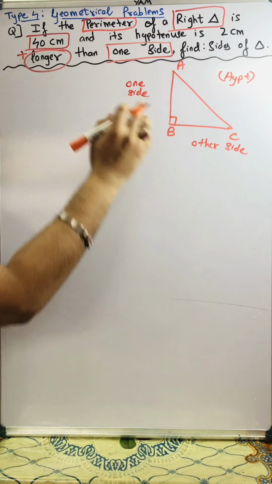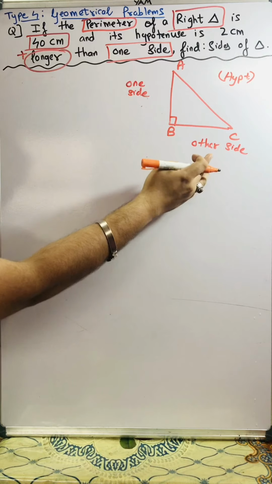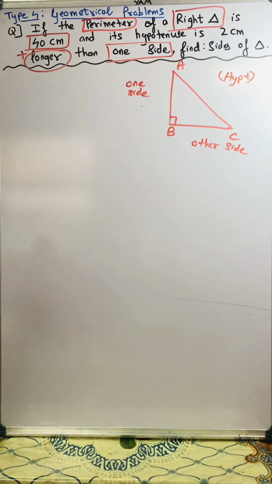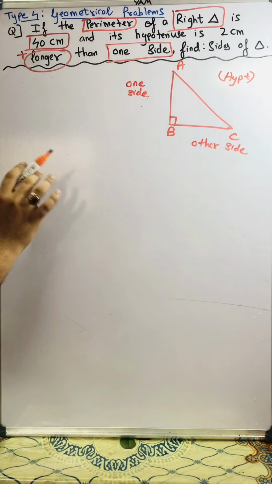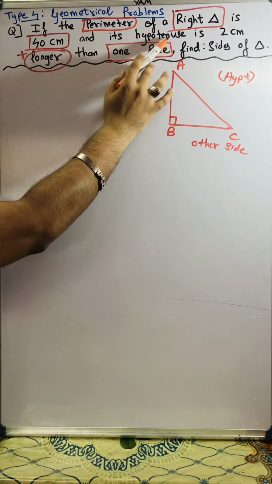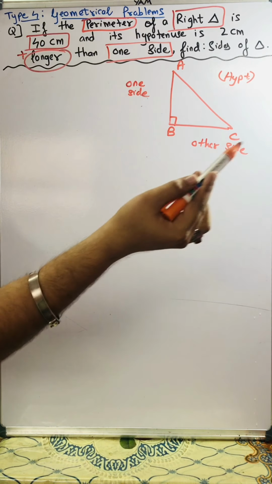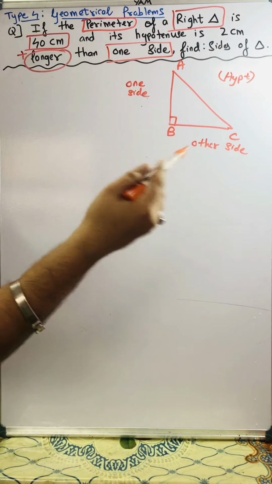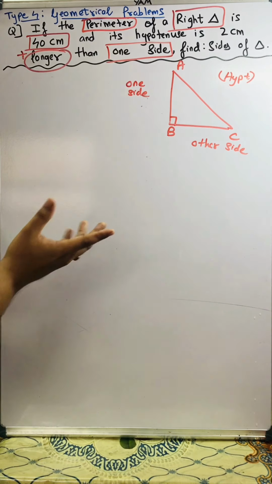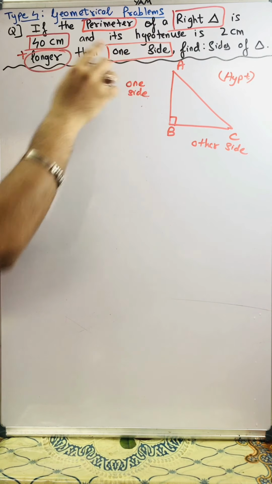It can be vice versa also. You can call this one side and this one the other side. Now he's telling us in the question that its hypotenuse is 2 centimeter longer, means plus 2, than one side. Now I have taken this as one side. That means can I say my hypotenuse depends on this one side?